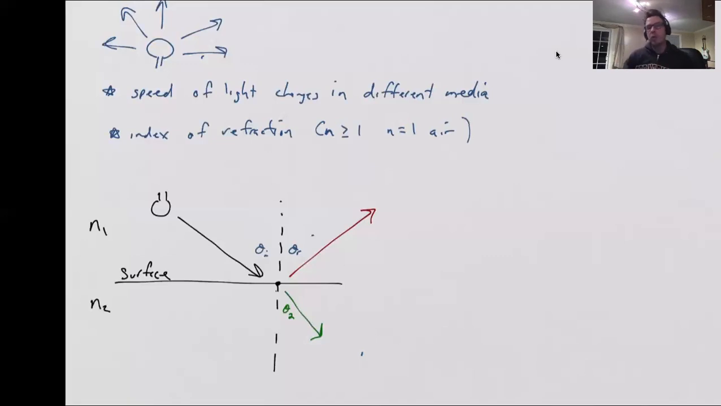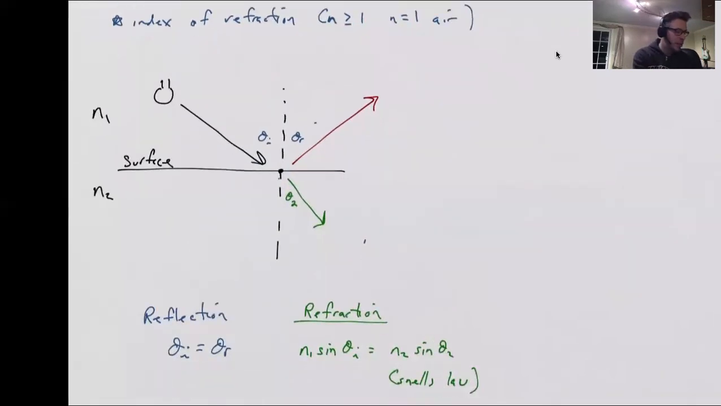And so we can calculate that angle, which we call theta 2 there, which we would call the angle of refraction. Refraction is the light going through the material and into the next medium. Reflection, drawn there in red, is the light bouncing off of the surface and staying in the same medium, or the same index of refraction, that we started with.